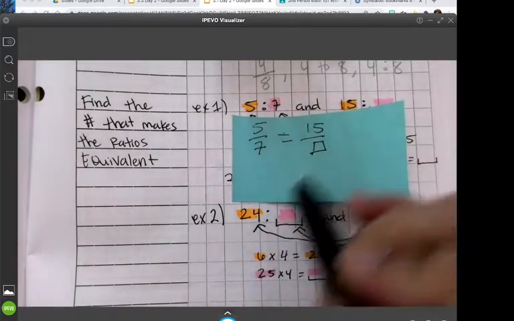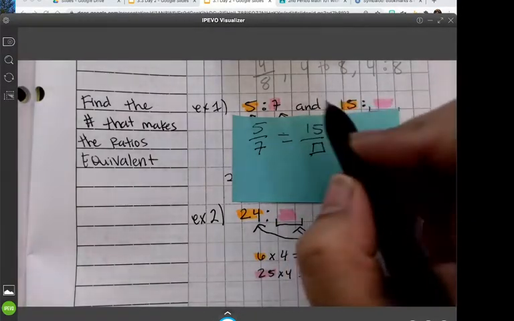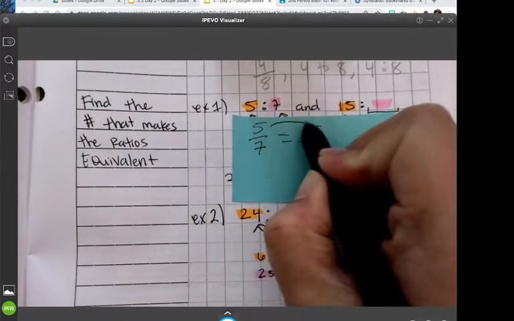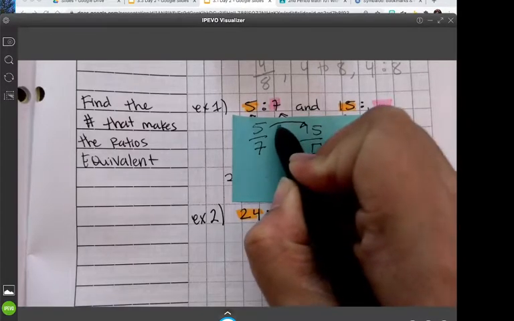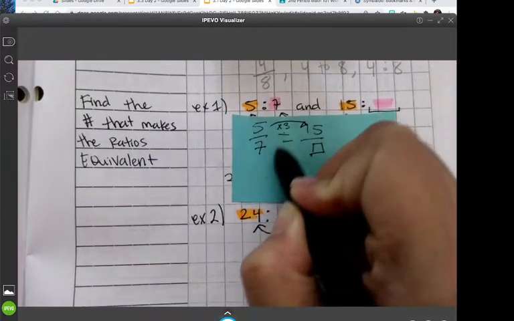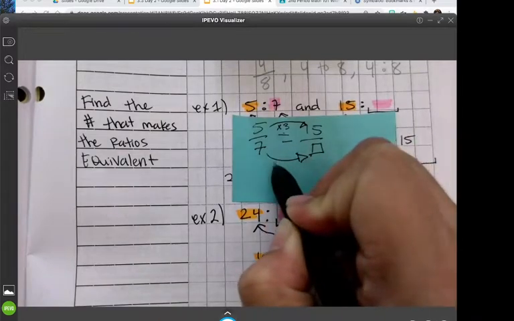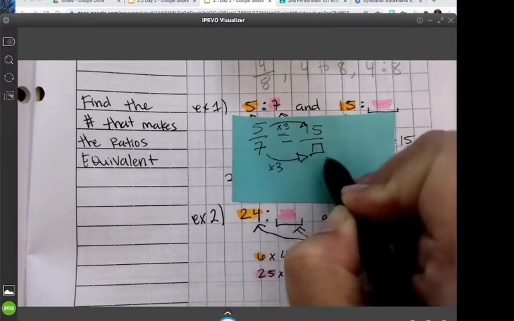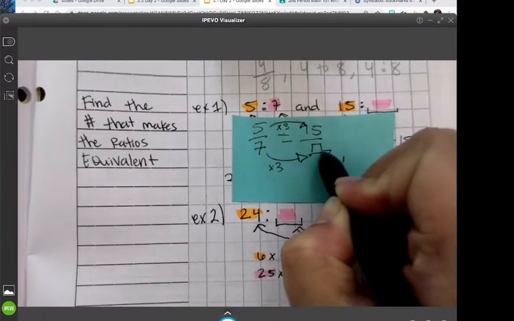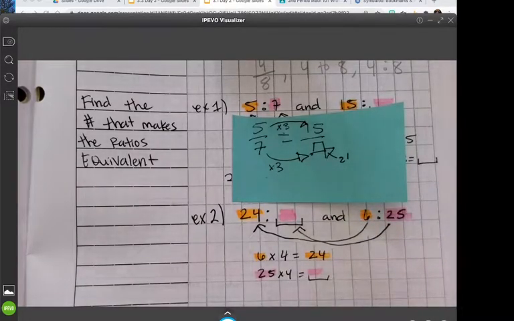So we know that ratios are equivalent if what you do to the top you do to the bottom. So to go from 5 to 15, it's 5 times 3. And so then we have to do the same thing to the bottom. 7 times 3 is 21. So the missing number is 21.